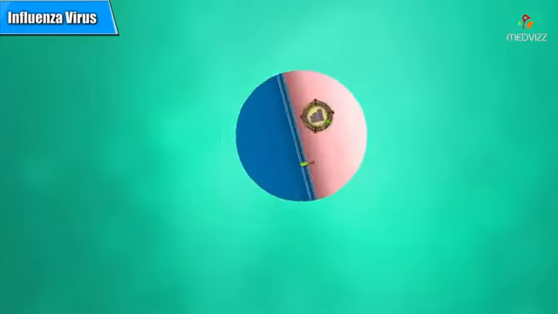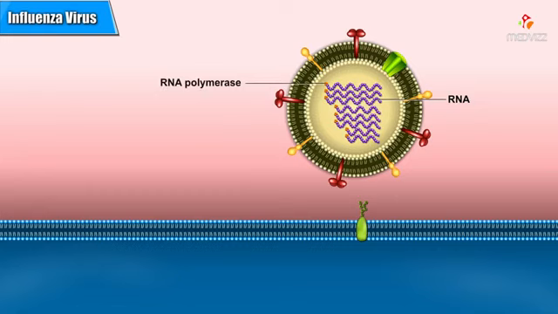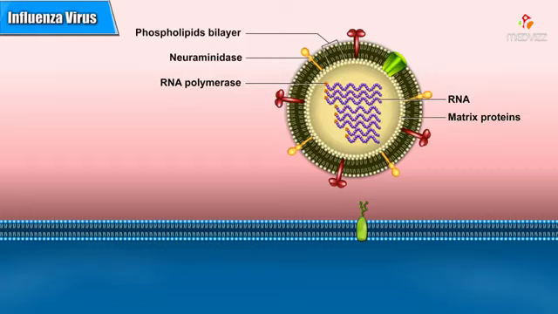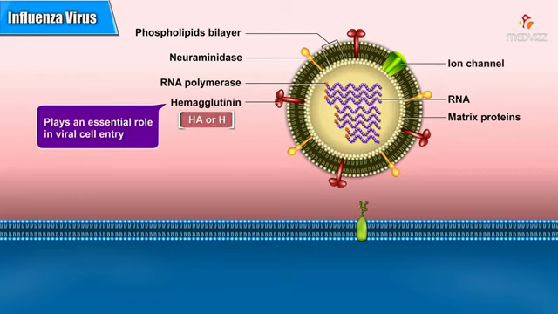Influenza A contains a genome of single-stranded RNA segments, enzymes required for viral replication inside a host cell, and a shell of matrix proteins. The virus also has a phospholipid envelope with several embedded proteins, including a molecule called hemagglutinin, abbreviated HA or H, which plays an essential role in viral cell entry.